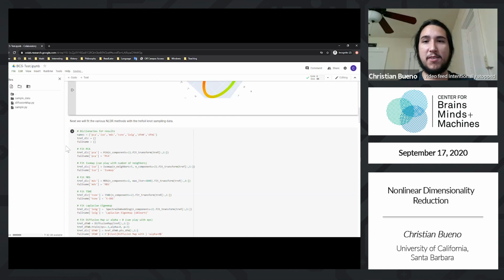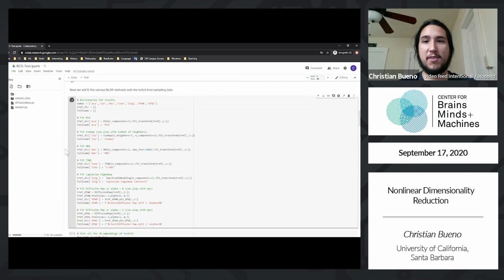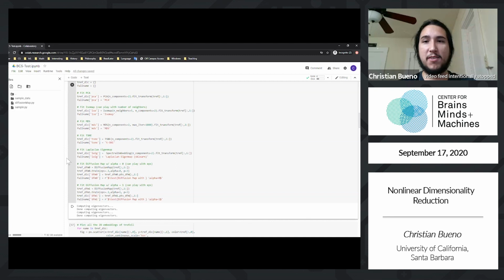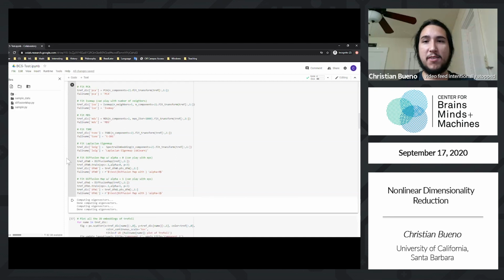So now we're just going to fit all these methods. We have our PCA, we have our Isomap, we have MDS, we have t-SNE, Laplacian eigenmaps, but implemented by sklearn. Diffusion maps with alpha equals 0 and diffusion maps with alpha equals 1.